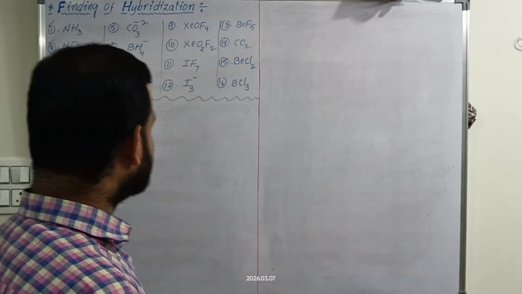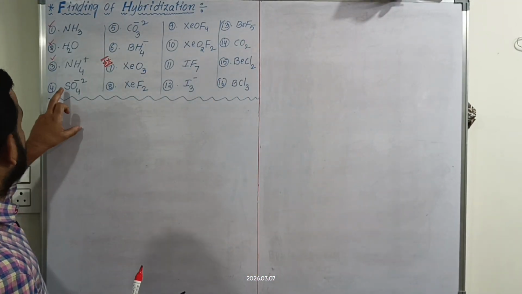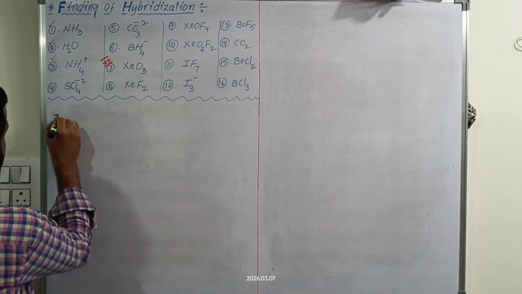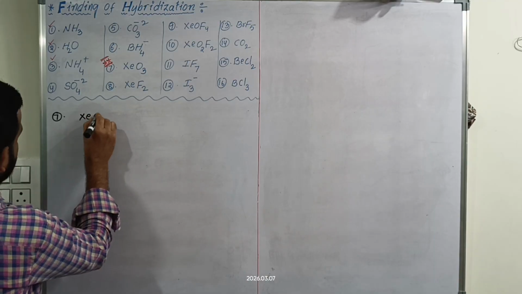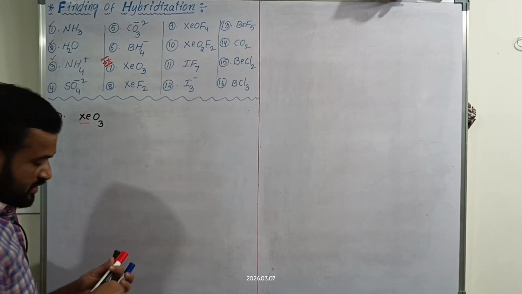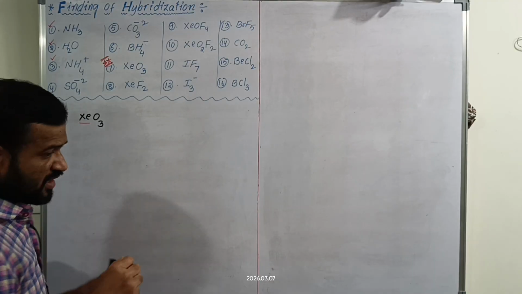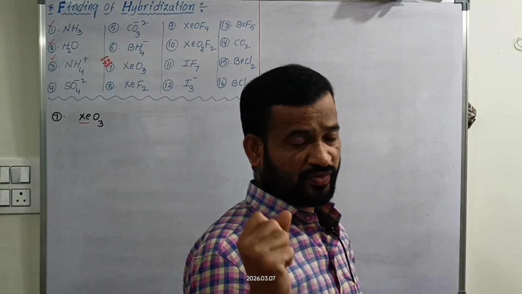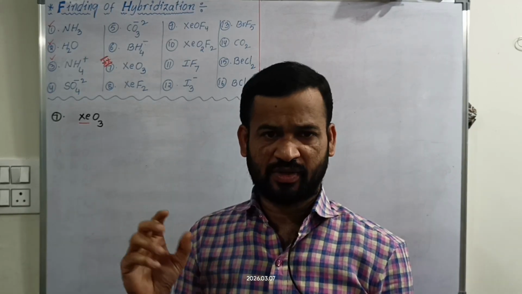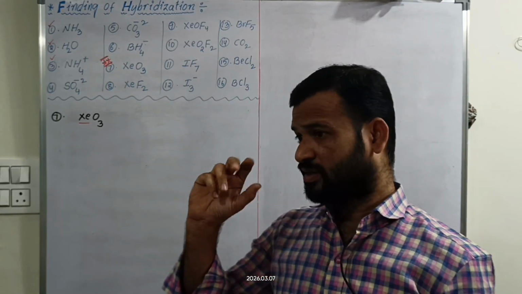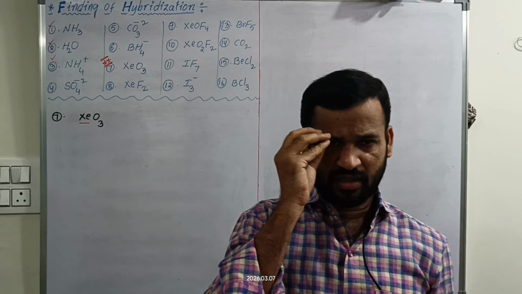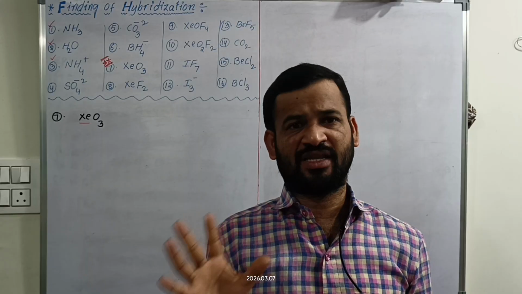In last class we discussed hybridization of sulfate ion, carbonate ion, boron hydride. One is xenon trioxide. In this, what is the central atom? Xenon. So here xenon belongs to which group? 8th group. So what are the 8th group elements? Helium, neon, argon, krypton, xenon, radon. Okay, here actually noble gases means 8th group elements are chemically inactive, chemically inert.